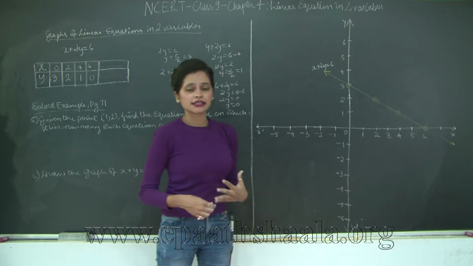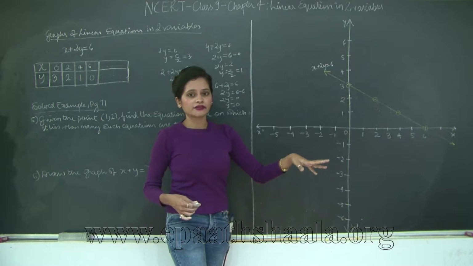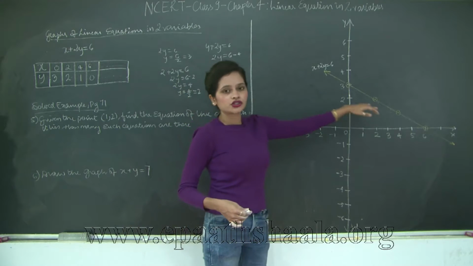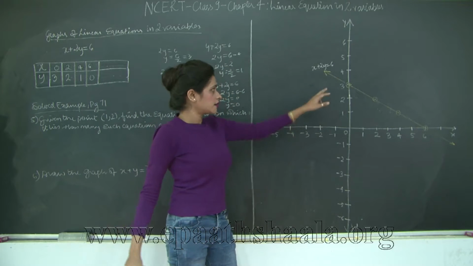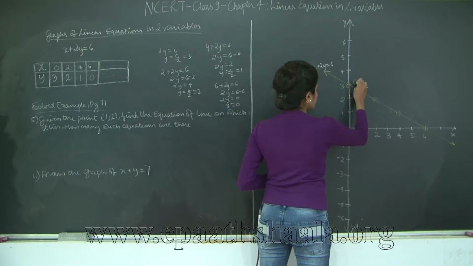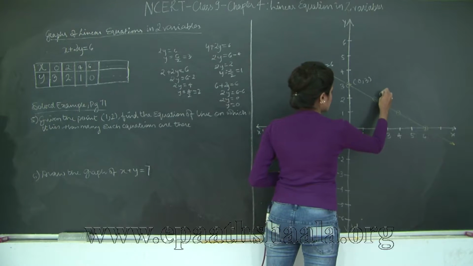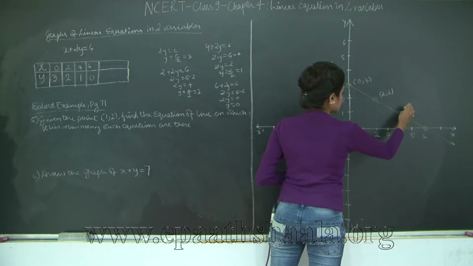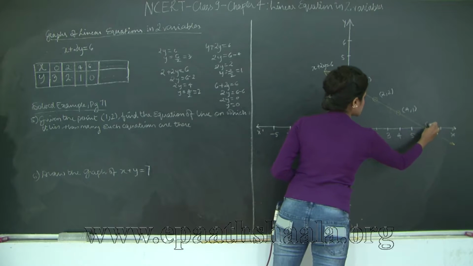So what do you notice? If you draw the graph of linear equations in two variables, you always get a straight line. Now all these points are lying on this same line. So let's mark our coordinates. You have 0, 3, 2, 2, then you have 4, 1, and you have 6, 0.